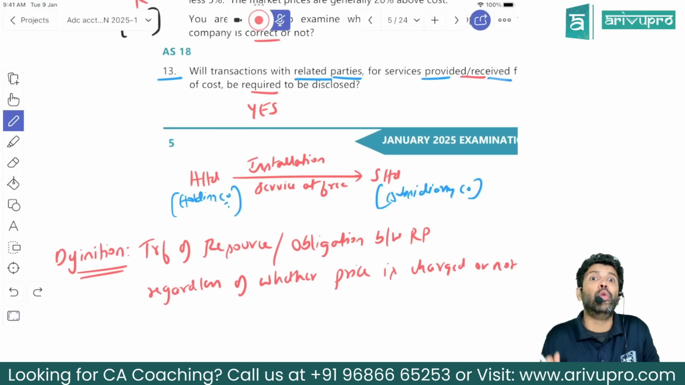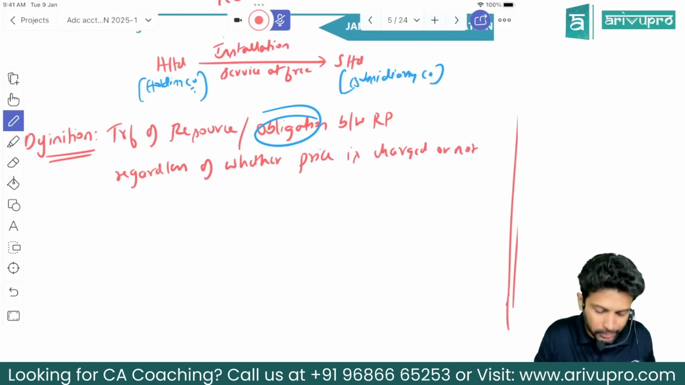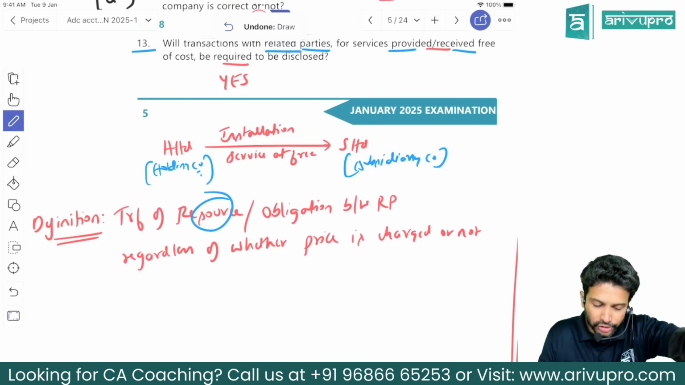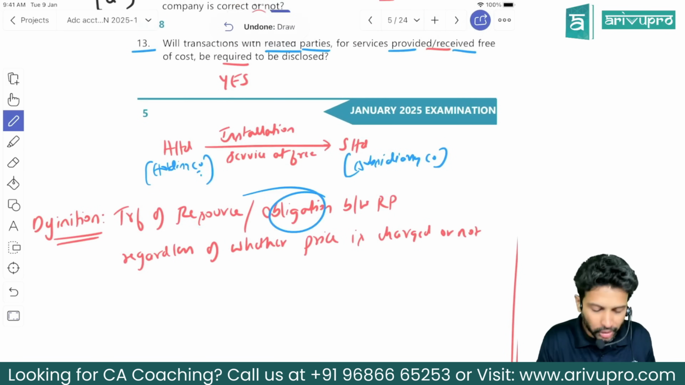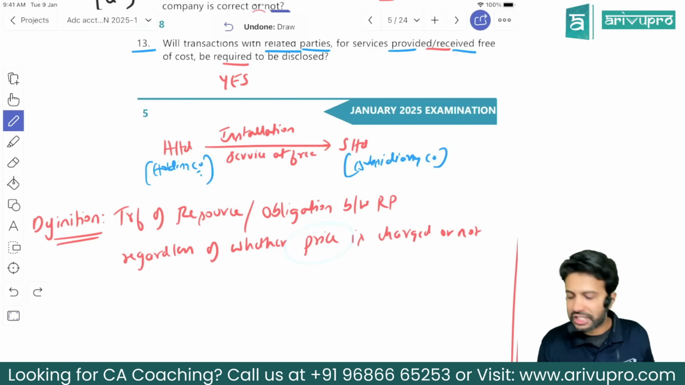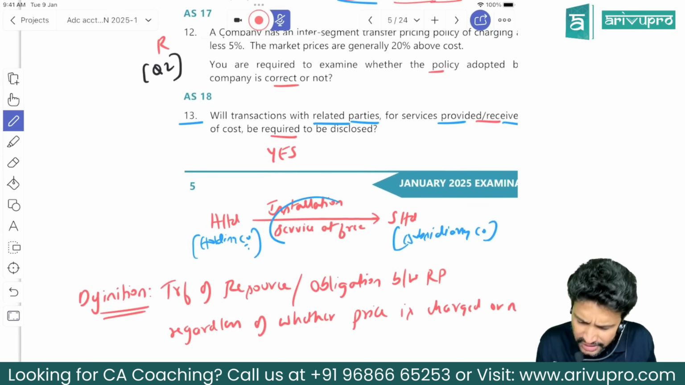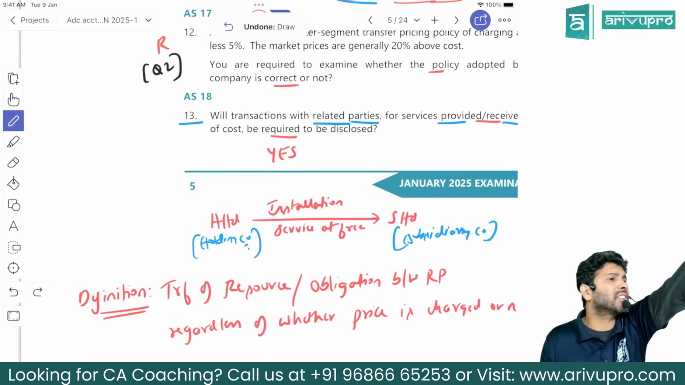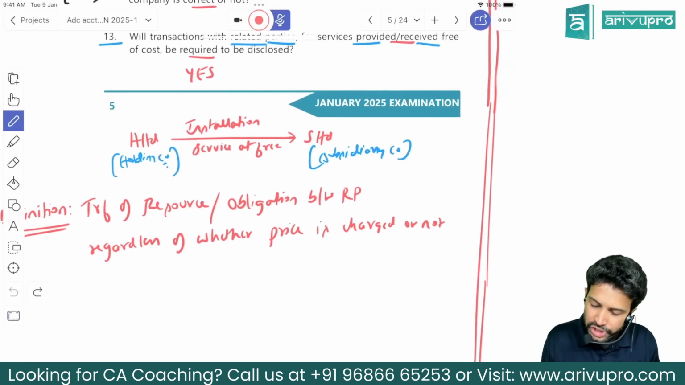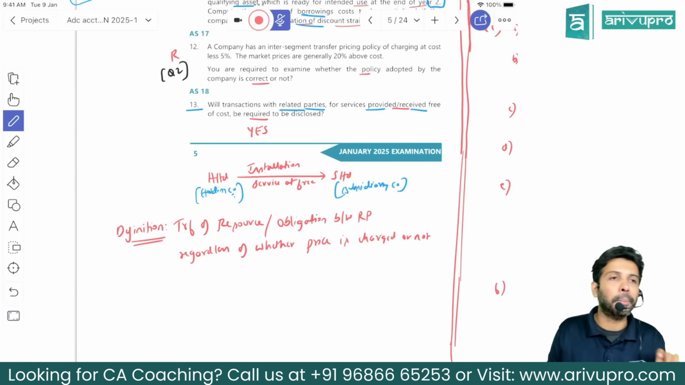Bank will catch hold of who? Holding company, because they have given guarantee. That is what we mean by obligation. Some resources should have got transferred or some obligation should have got transferred, and it doesn't matter whether you have charged the price or not. If obligation or resource is transferred, here obviously if you have given installation service, one service has got transferred. Whether you charge money for that or not is irrelevant. Still disclosure needs to be compulsorily given.